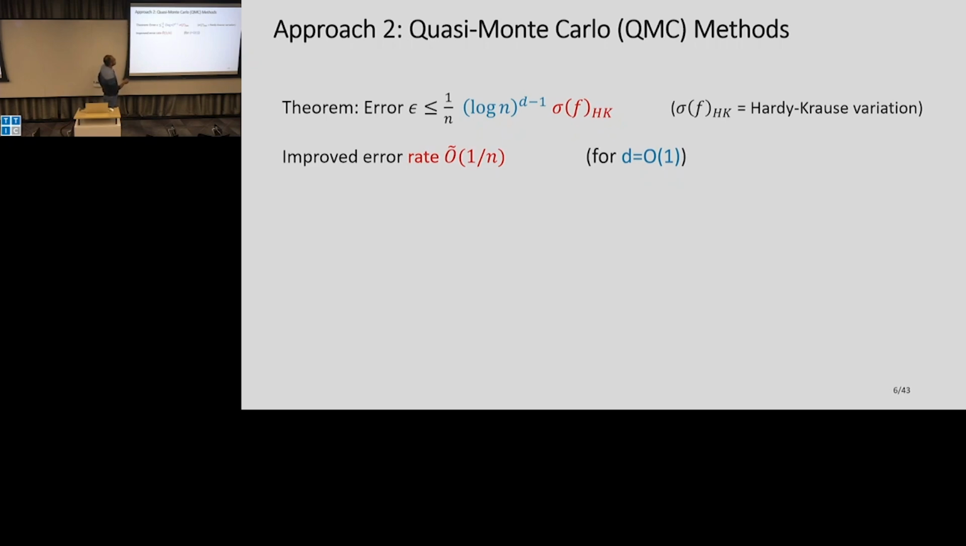So if you change your notion of what variance means, and we'll define this later, but for now, let's denote this quantity sigma of f, HK, it's called the Hardy-Krauss variation. Then the theorem in this area is that your error scales roughly as 1 over n, and then there's this dependence, log n to the power dimension minus 1. But think of it like the settings you're interested in are small dimensions, 3 or 4 or whatever. So this is negligible. So the error rate kind of goes down like this.